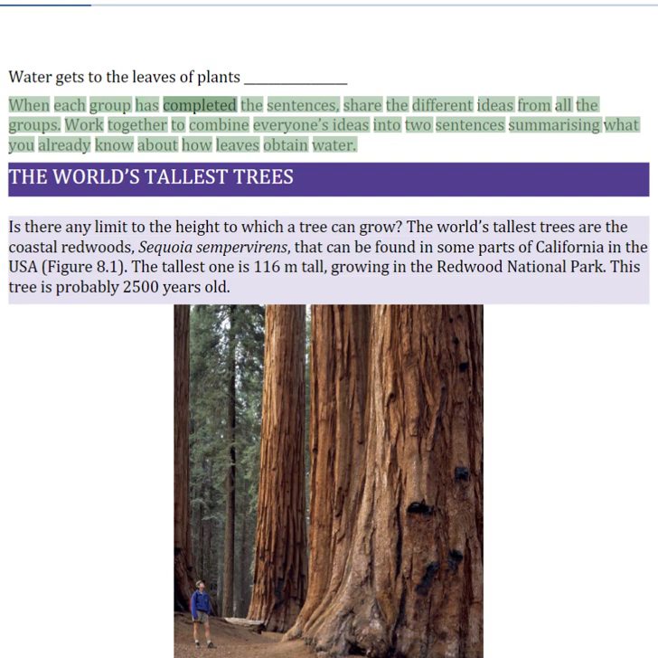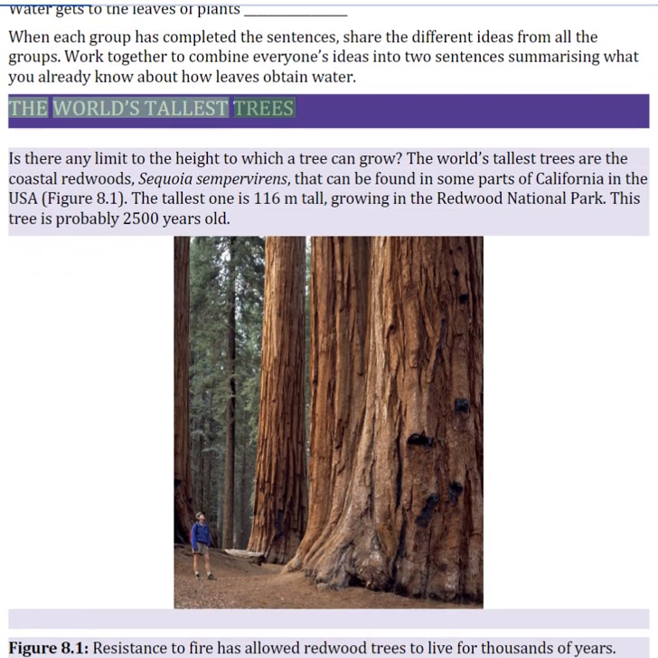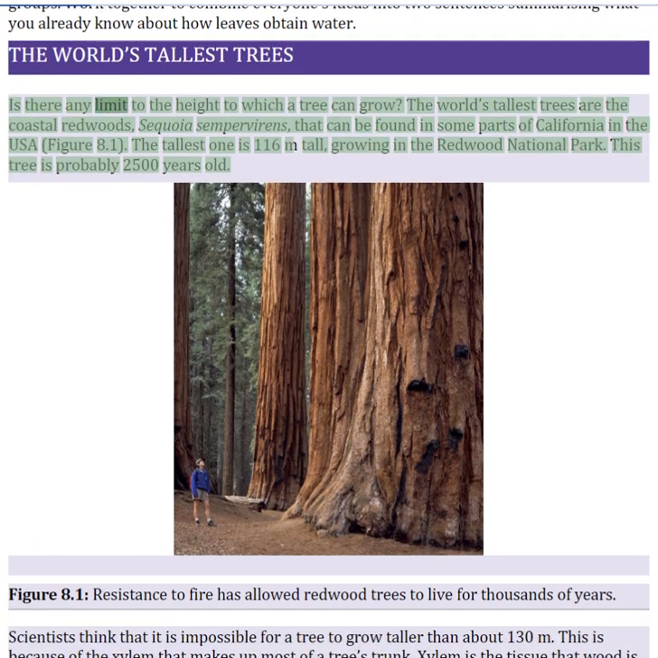When each group has completed the sentences, share the different ideas from all the groups. Work together to combine everyone's ideas into 2 sentences summarizing what you already know about how leaves obtain water. The world's tallest trees. Is there any limit to the height to which a tree can grow?